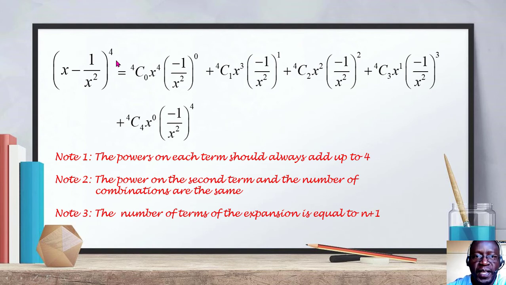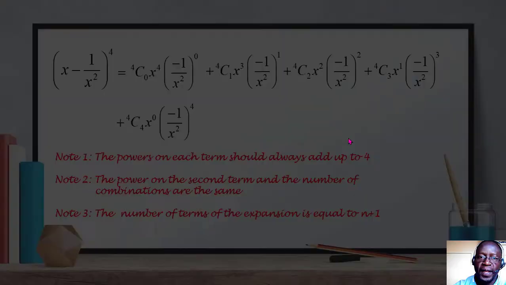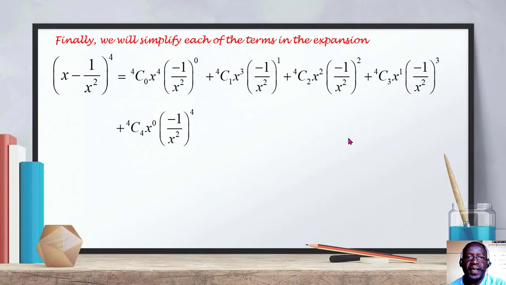I repeat. Let's say we're expanding to the power 5. So the number of terms in the expansion will equal to 6, which is n plus 1. 5 plus 1 will equal to 6. Finally, let us simplify each of the terms in the expansion.